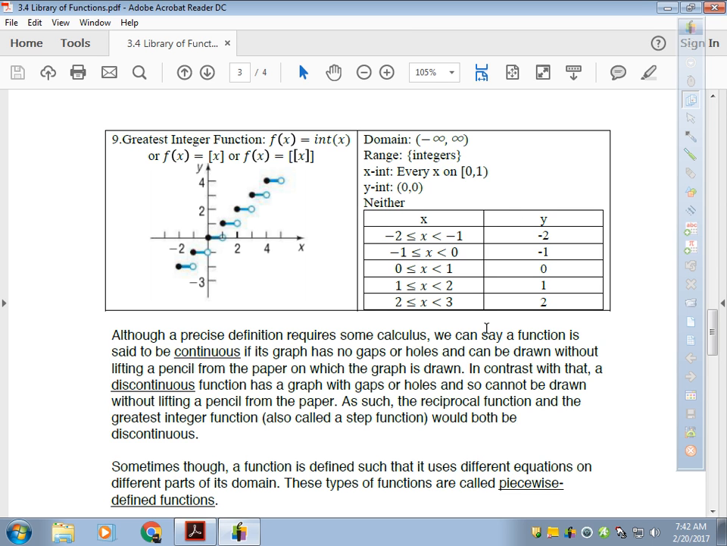And then this table is a little weird because the x's, instead of being precise points, are intervals. So this says if the x is between -2 and -1, we round it down to -2. And that gives us this little segment.